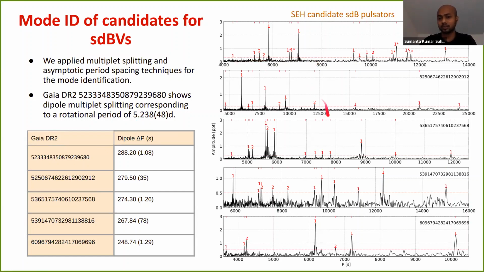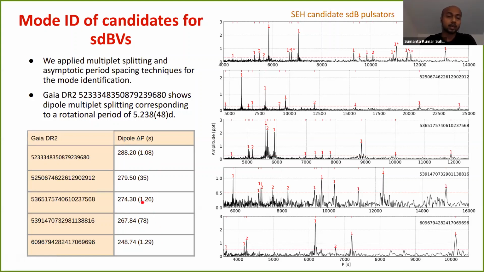For the other four, where we only used the asymptotic period spacing technique, most of the peaks turn out to be dipole modes, and only very few we found with L equal to 2. After the mode geometry determination, we calculated the average period spacing, and all of them are close to 250 as expected.